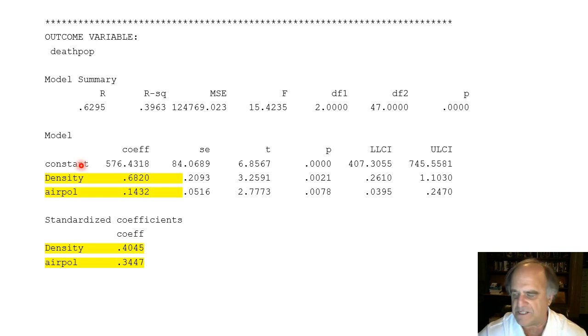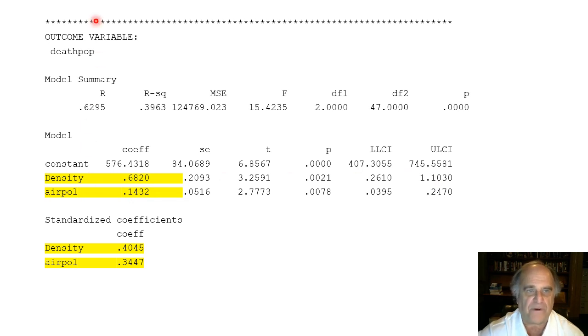And so we can see that the constant is significant again. The constant probably doesn't really matter all that much. We have our density data. And again, we can see that that is significant. So density is significant. And there's our associated unstandardized B coefficient, the standard error, the t, the p-value, the confidence interval. And again, Field says interpret this confidence interval. If we look at the confidence interval, it doesn't include 0.